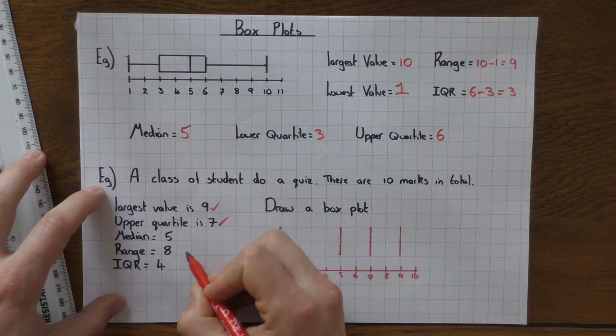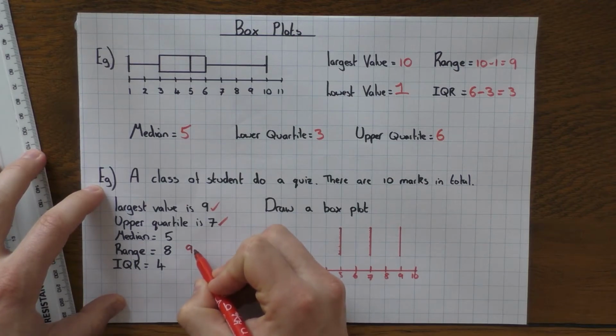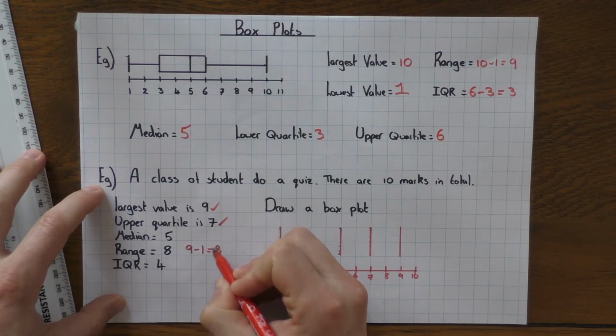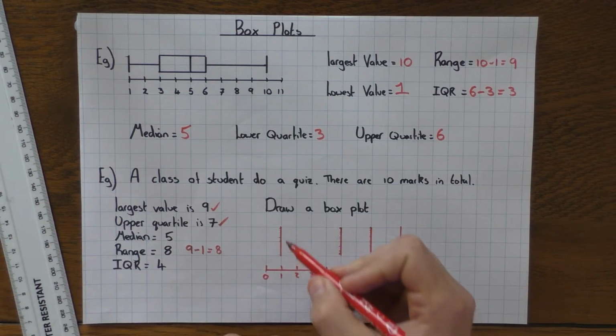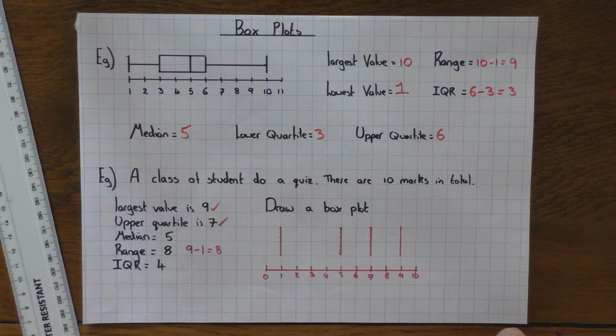Okay, so the highest value is 9, take away 1 will leave me with 8. Just check that the range is 8. Yes, it is. Difference between 9 and 1 is 8. Okay, so I can put my lowest value at 1 there.